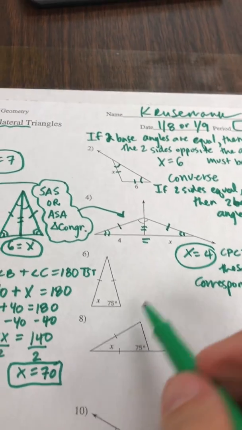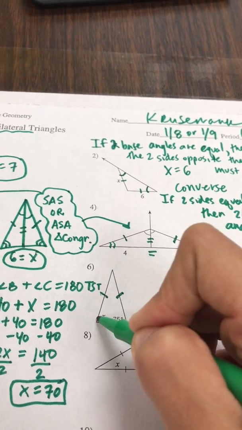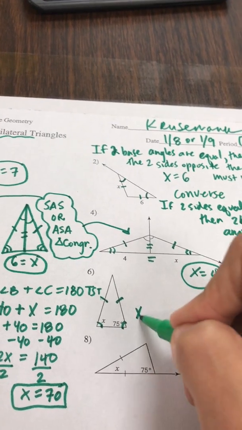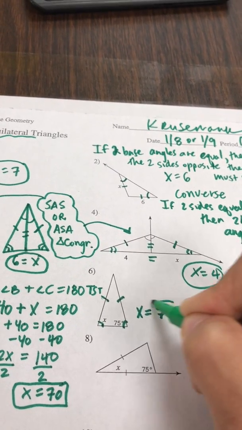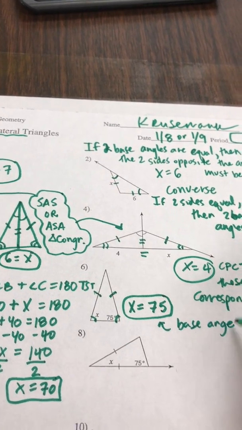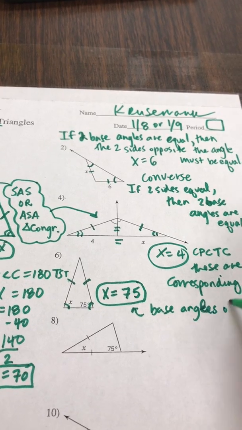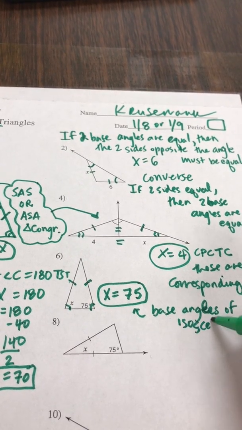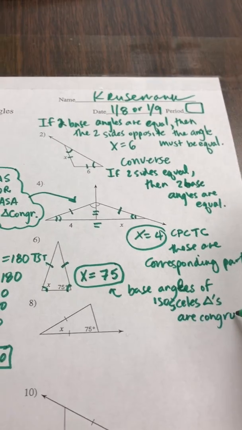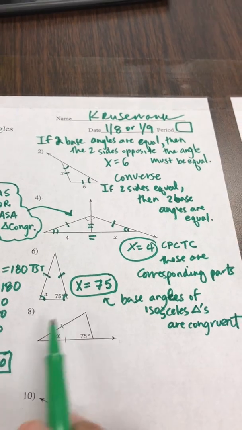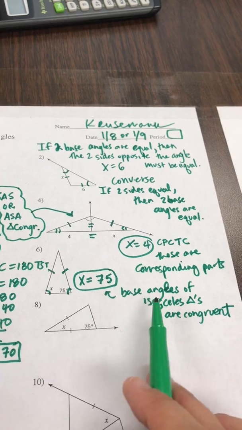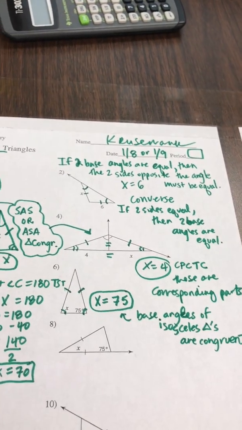Okay, 6 feels similar. If these two sides are equal, their opposite angles are equal. I think this one got even easier. We know x has to be 75, and the reason is base angles of isosceles triangles are congruent. So there's no real math to show. But we can write notes so we can explain our reasoning.